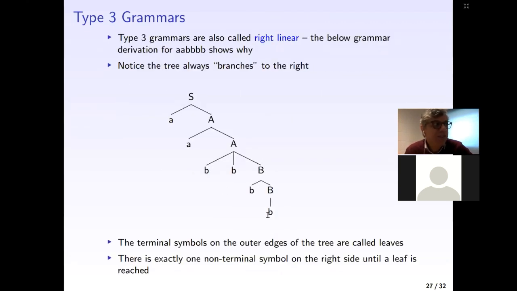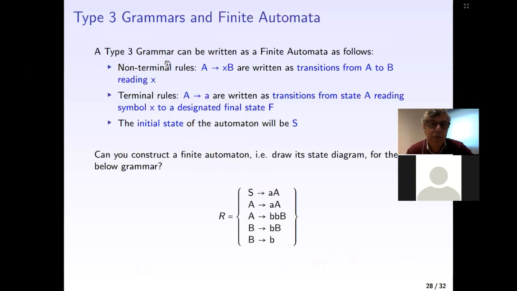What is this equal to? This is exactly equal to the machine. When the machine accepts a string, you are in the final state. When the string is accepted, you have exactly one thing like that. Okay, so a type 3 grammar can be written as a finite state machine, with non-terminal rules very similar to states. Very similar, see?